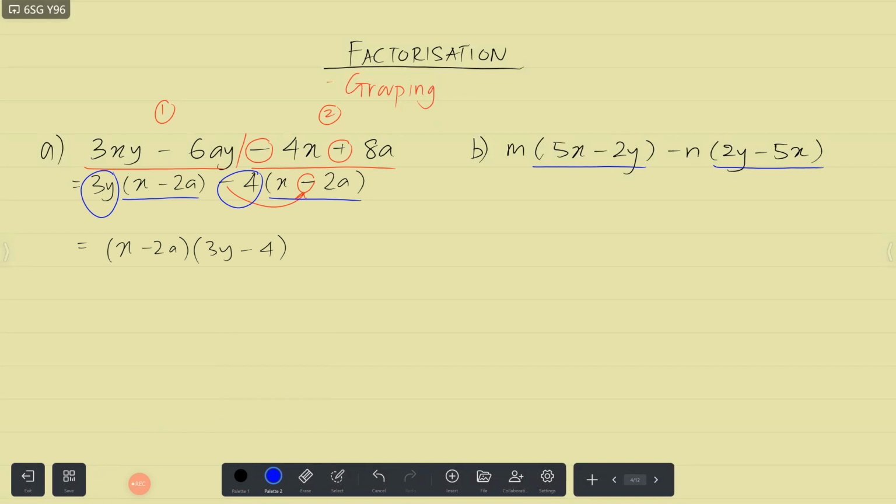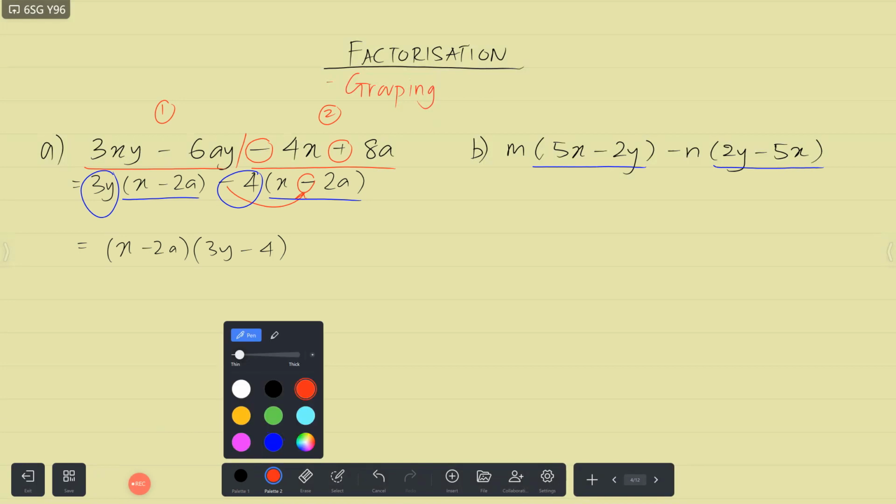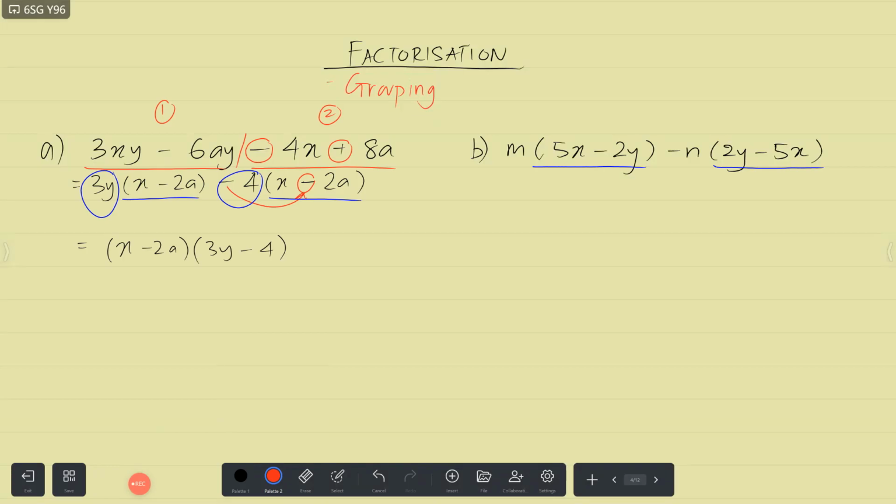Therefore, we're going to apply this method, which I think is familiar for some of you, or at least for all of you. K, C, F. Keep, change, flip. You have heard of this expression in primary school when we do fractions, and we're applying something like that. So, what are we keeping? We are keeping this whole expression. Therefore, we will have m bracket 5x minus 2y. What are we changing? We are changing this minus n to plus n.